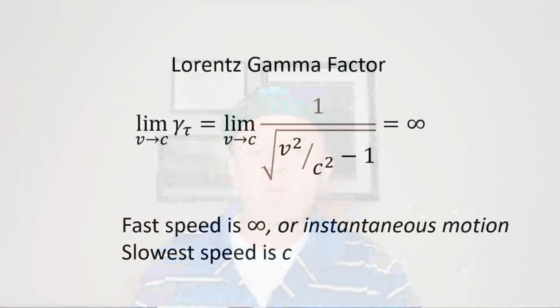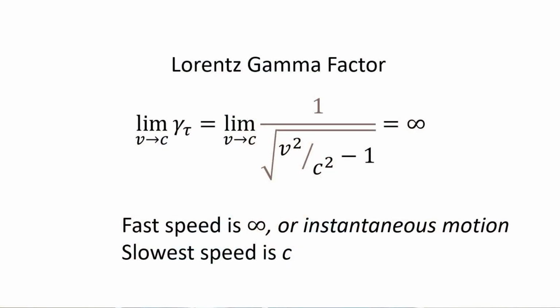And what this indicates is that the fastest speed we can have is an instantaneous speed, and the slowest speed that it can have is the speed of light. So this almost contradicts the first assumption, that nothing can travel faster than the speed of light, where in this example it shows us that nothing can travel slower than the speed of light. So when a particle is traveling at a faster than light speed, we call it a tachyon.